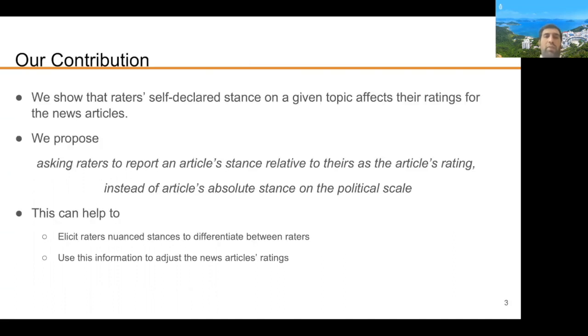In this paper, we contribute by showing that the self-declared stances on a given topic affect the rating for the news articles. Hence, we propose asking raters to report an article's stance relative to theirs as the article's rating, instead of the article's absolute stance on the political scale. We then show that this can help us to elicit raters' nuanced stances. Through this, we can differentiate raters much better. And also, we can use this information to adjust the news article's rating.